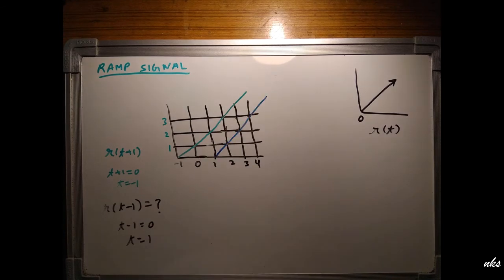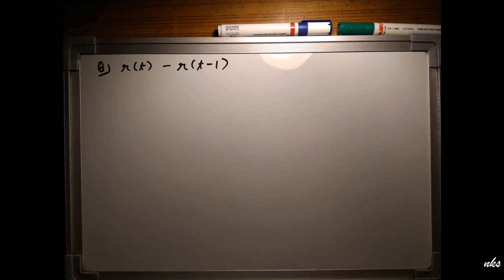So I have three ramp signals: one is r of t, one is r of t plus 1, one is r of t minus 1. Just remember these. This is just a way to understand ramp signals. Okay, now let us see a question. r of t minus r of t minus 1, we have to draw this given signal.